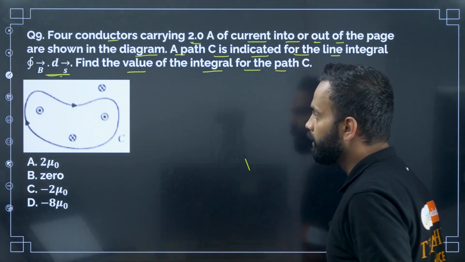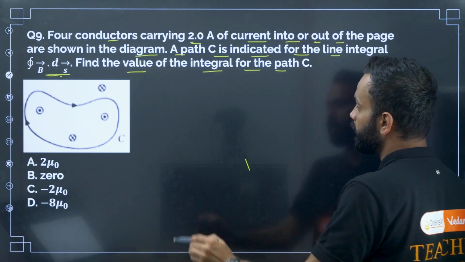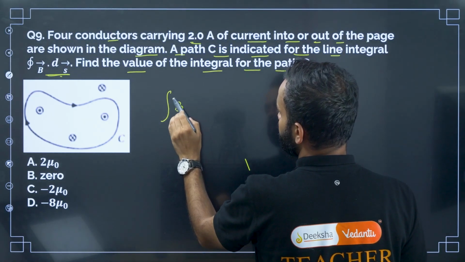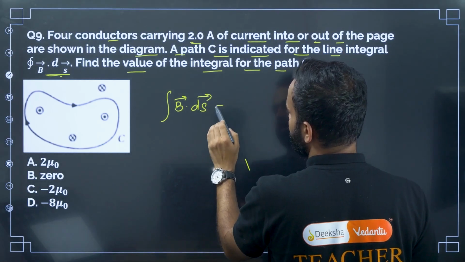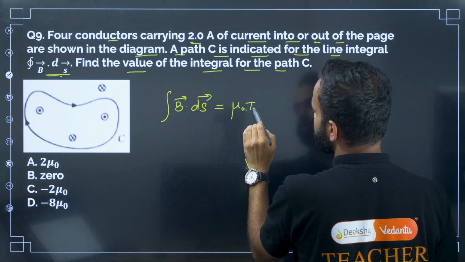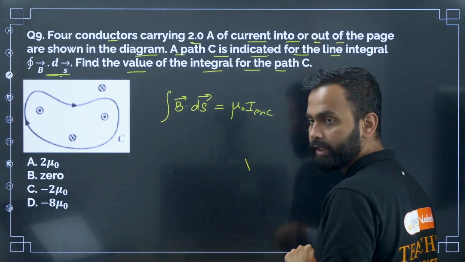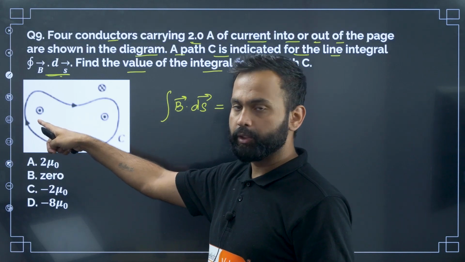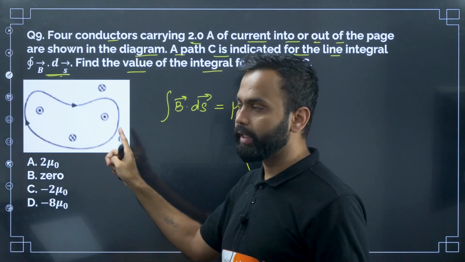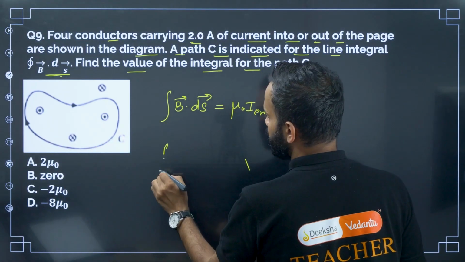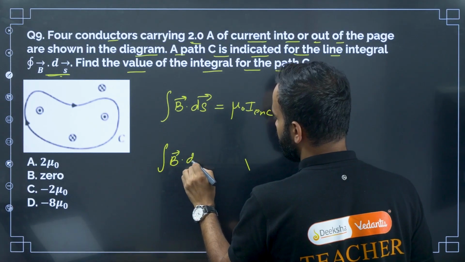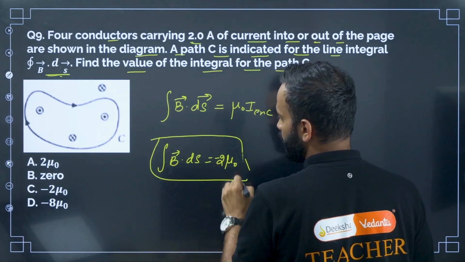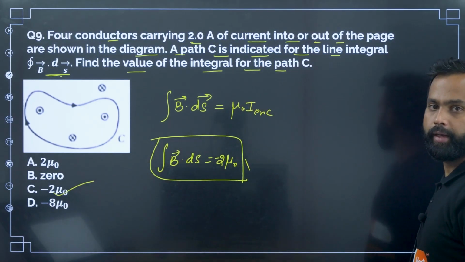Let's apply Ampere's circuital law. The integration of B dot ds is equal to mu naught into I enclosed, right? Let us find the total current inside this loop. What is the total current inside the loop? Minus 2 ampere, minus 2 ampere, plus 2 ampere, which is equal to minus 2 ampere, right? So the integration of B dot ds is equal to minus 2 times mu naught. The correct option is C.